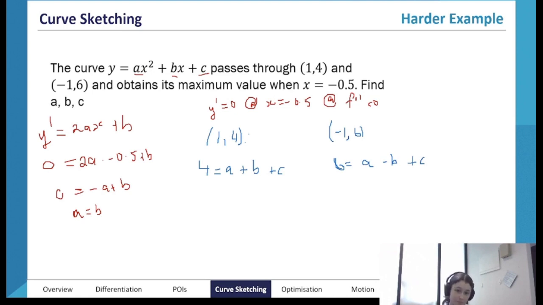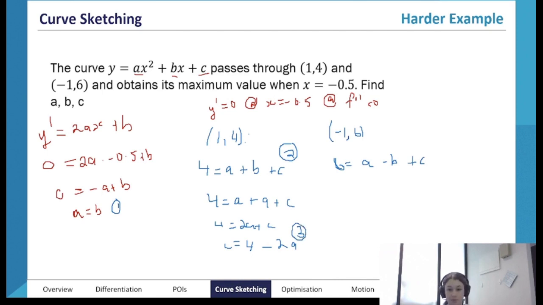So we know that a and b are equal. We can sub these two in together to get 4 equals a. We're going to sub a equals b, which is going to give us a plus c. So 4 is equal to 2a plus c. Therefore, c is going to be equal to 4 minus 2a. We can sub equations 1 and 3 into this one over here.